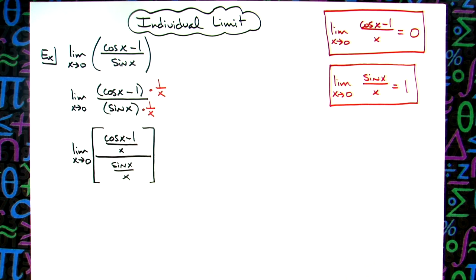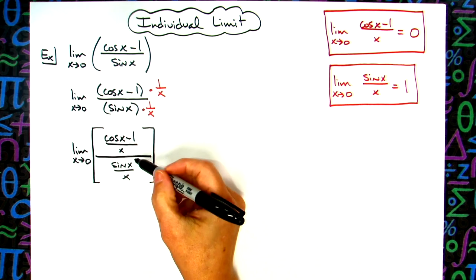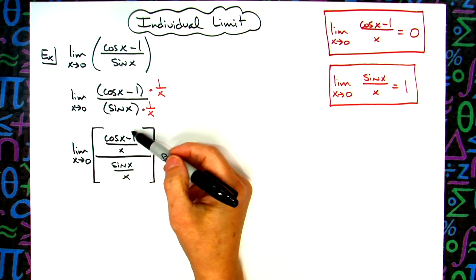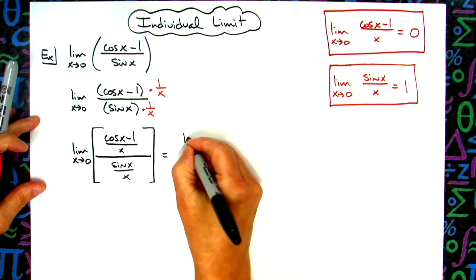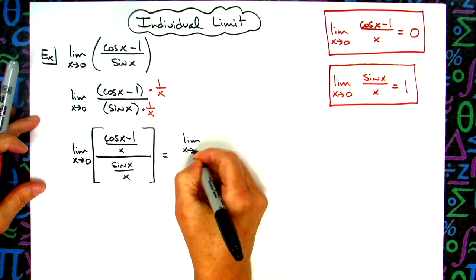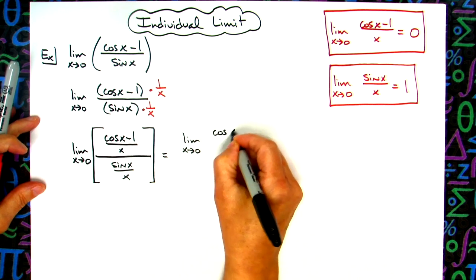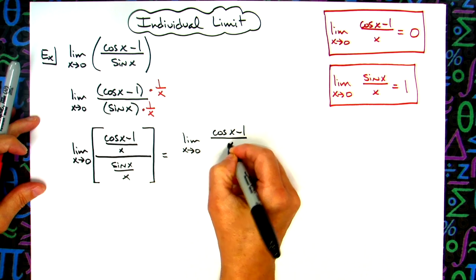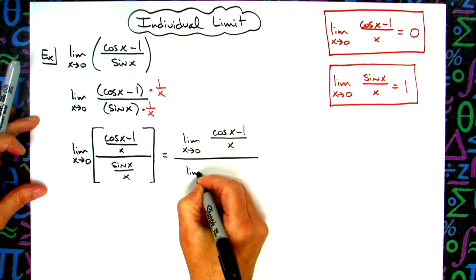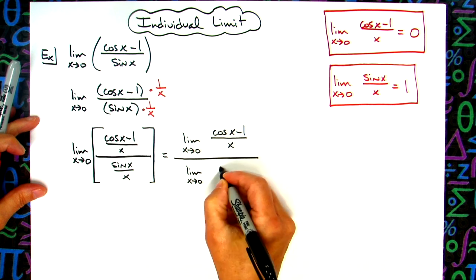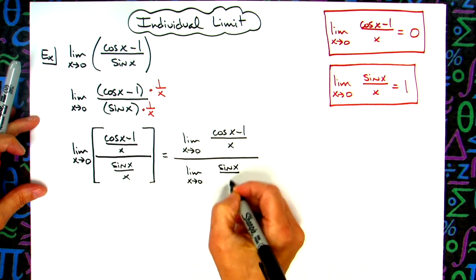Now, maybe to make this a little bit more clear, we could put some brackets in there. Now we've got properties of limits that say if I'm dividing, I can take the limit of the top and the limit of the bottom. So let's write that step out. Let's write the limit as x approaches 0 of cosine x minus 1 all over x in our numerator. And then in our denominator, we'll have the limit as x approaches 0 of our sine x over x.